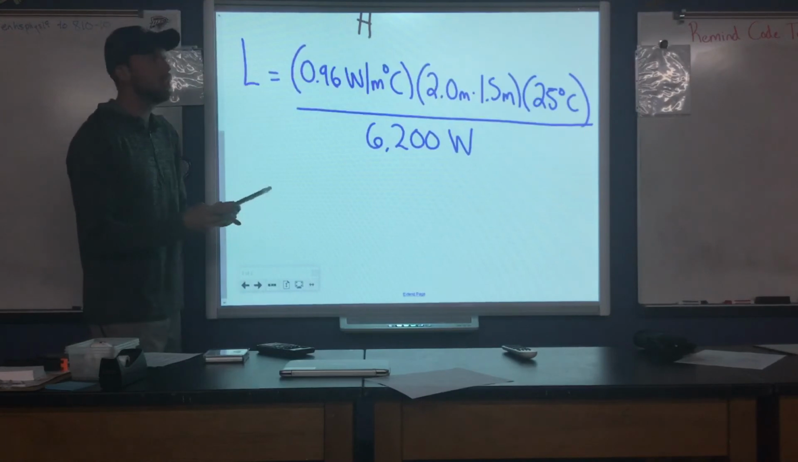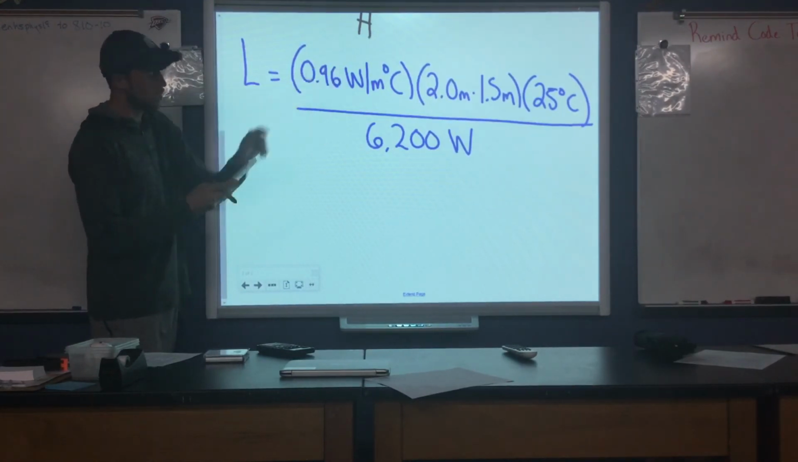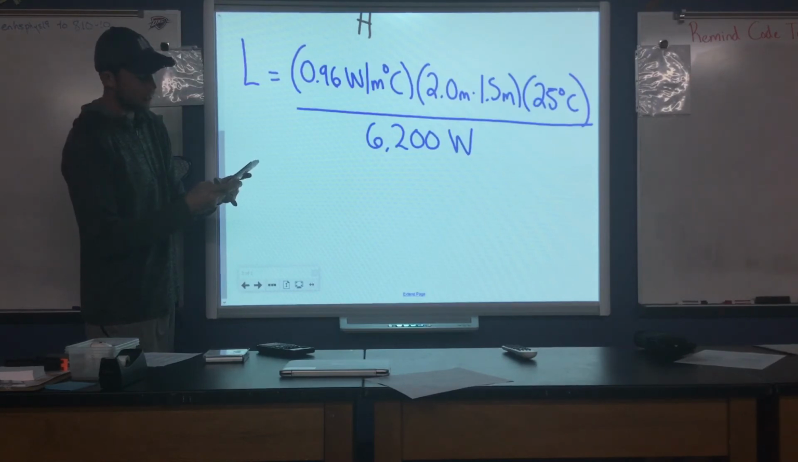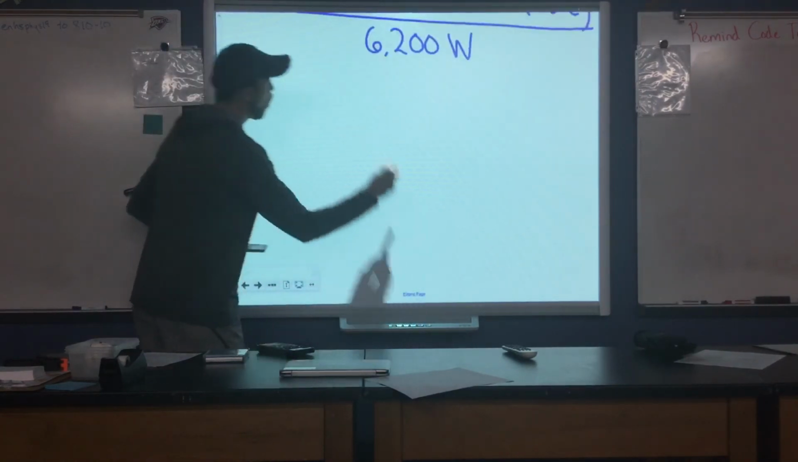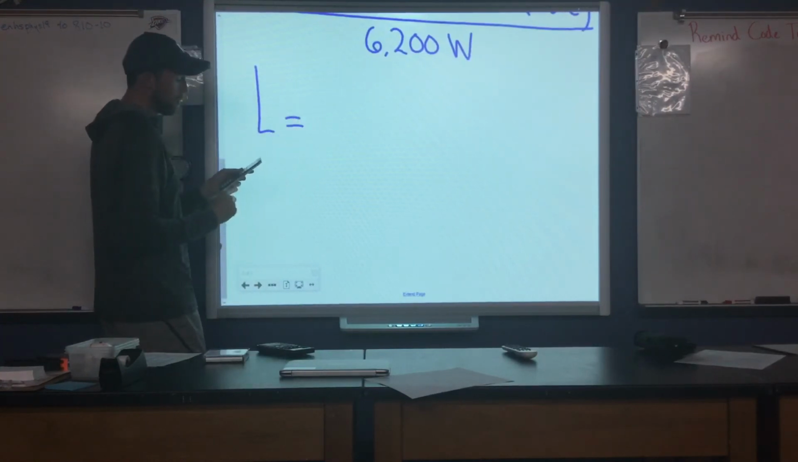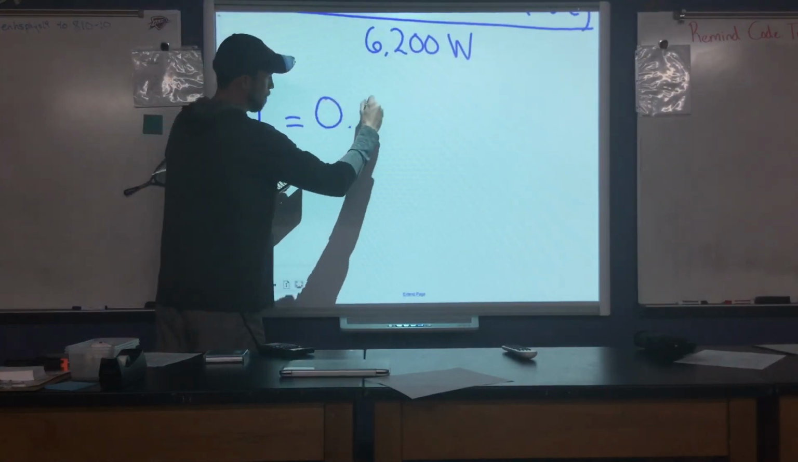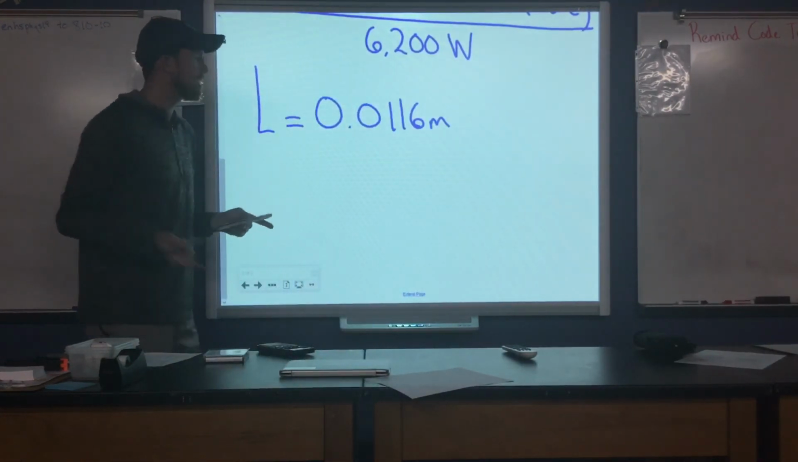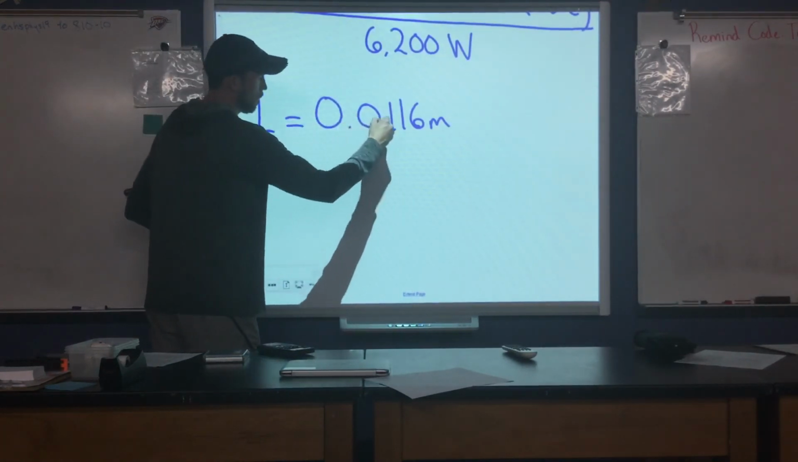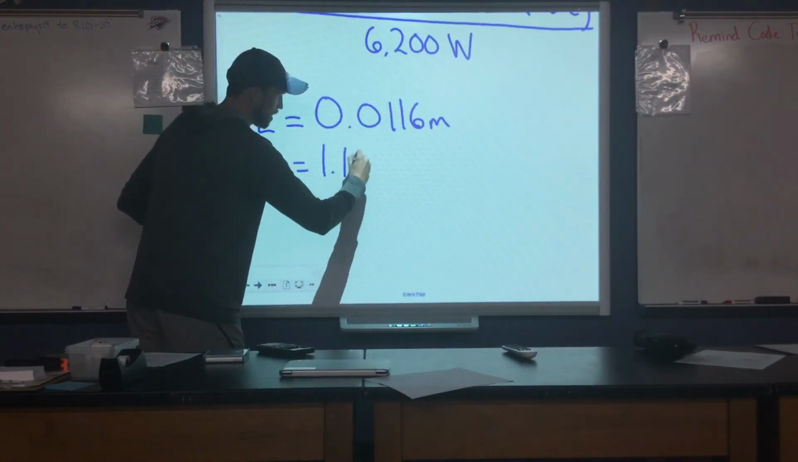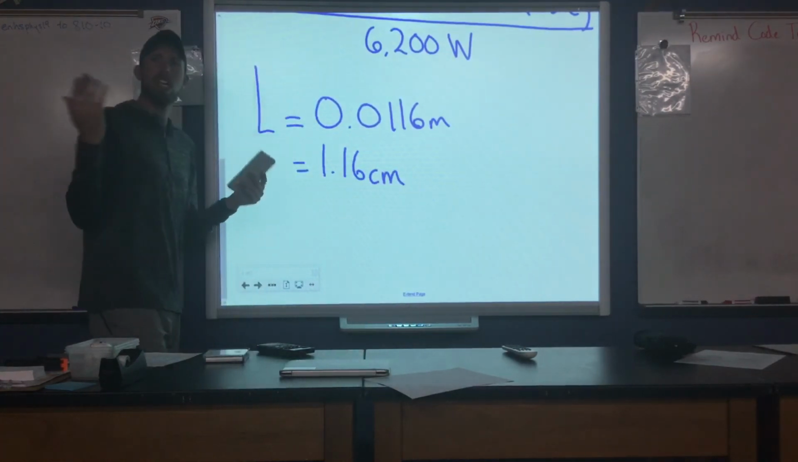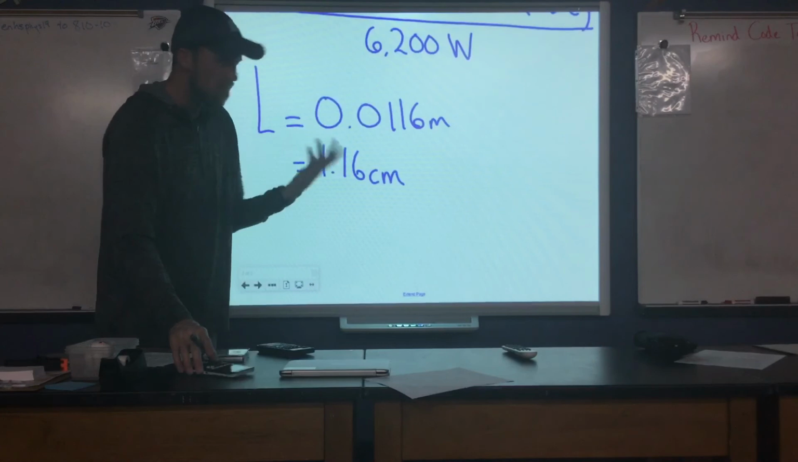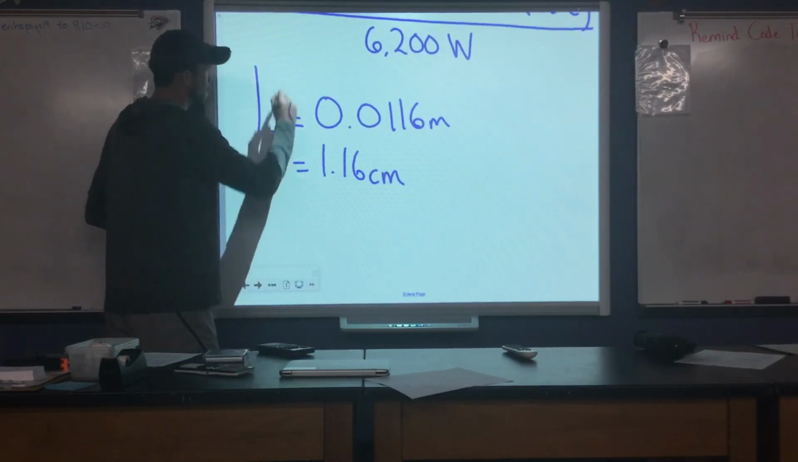So now let's see if we can use our equation to find what we're looking for. Let's go: our conductivity, 0.96, multiplied by the dimensions of our window, 2 meters by 1.5 meters, 25 degrees Celsius, divided by 6,200. I'm going to get a reasonably small number here, but remember that is going to be a length in standard units, which would be meters, 0.0116 meters. So if I convert that to centimeters by multiplying by 100, I would get 1.16 centimeters. So about a centimeter, which is roughly about half of an inch, which seems pretty reasonable for the thickness of a window.